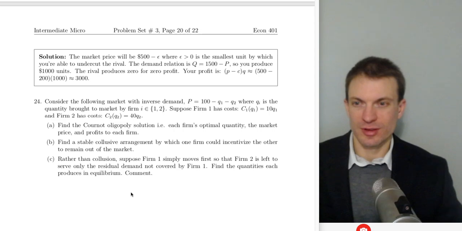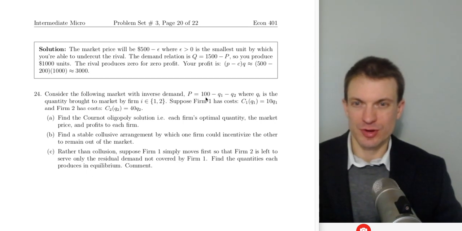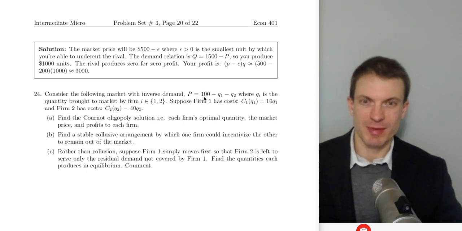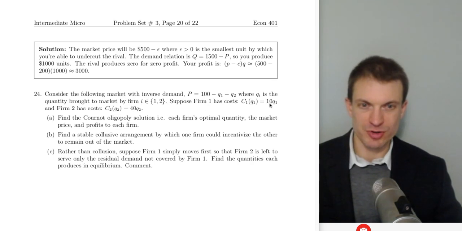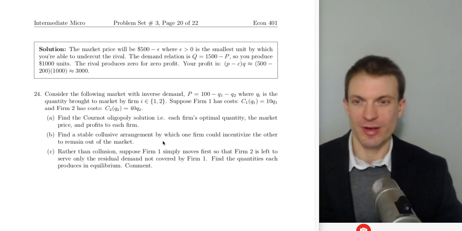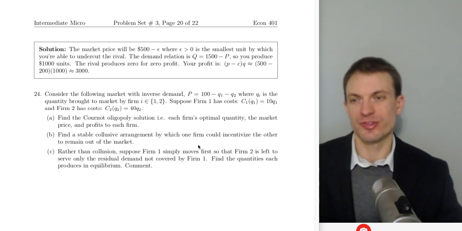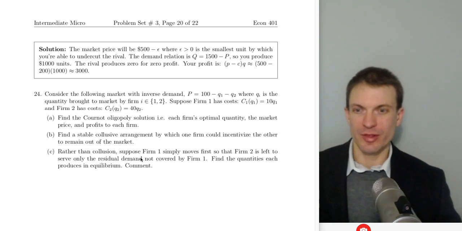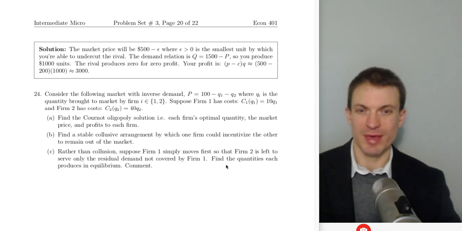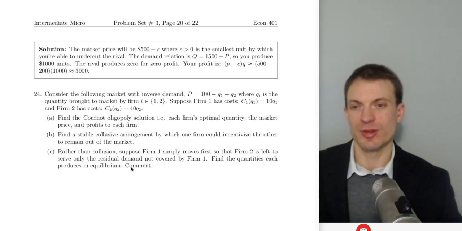All right. So here's another one. Suppose our inverse demand is 100 minus Q1 minus Q2, where Qi is the quantity brought to the market by each firm. Firm 1's marginal cost is 10. Firm 2's marginal cost is 40. Find the Cournot outcome, and find the stable collusive agreement where one firm could incentivize the other firm to stay out of the market, or just buy out the other firm. Rather than collusion, suppose firm 1 moves first, so firm 2 is left to serve only the residual demand. Find the quantities each produces in equilibrium and comment.